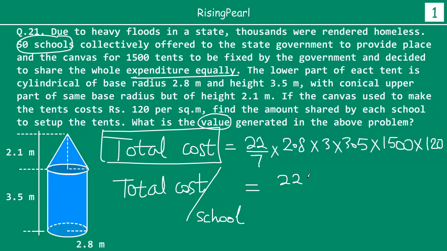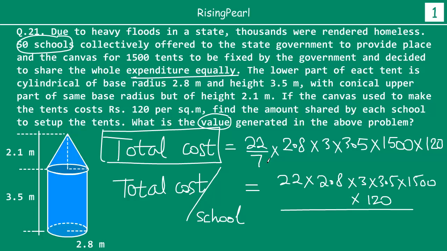So take the same number, 22, 2.8, 3, 3.5 times 1500 times 120, the entire thing, and we have a 7 over here, times, we are dividing this by 50. So this will be the total cost per school. So if you just simplify this, it will give you the answer as to how much is the cost that each school has to pay for this particular exercise.